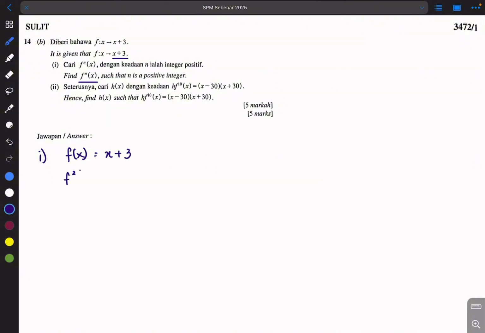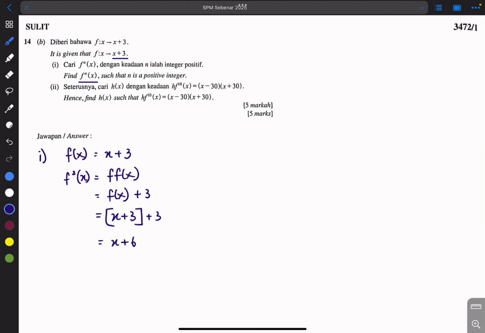So we find f squared of x. f squared of x is f of f(x). So we substitute f(x) into the x. So it becomes f(x) plus 3. Basically we are substituting the f(x) into the x. So then f(x) is x plus 3 plus 3. So we get x plus 6. So I write here f(x) is x plus 3, f squared of x is x plus 6.